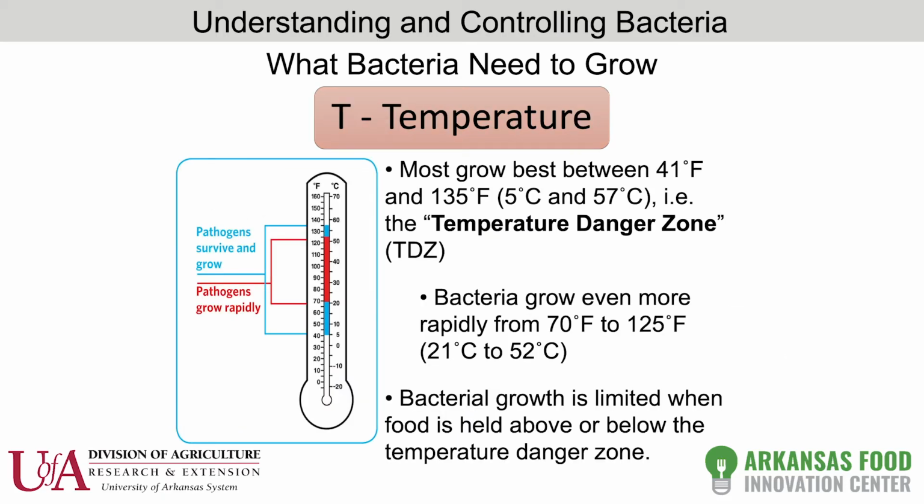Most bacteria grow best between 41 and 135 degrees Fahrenheit, or 5 and 57 degrees Celsius. This temperature range is called the temperature danger zone, or TDZ. Bacteria grow even more rapidly between 70 and 125 degrees Fahrenheit, or 21 to 52 degrees Celsius. Above and below this ideal temperature range, growth is slowed or even stopped. When the temperature is high enough, bacteria are killed.